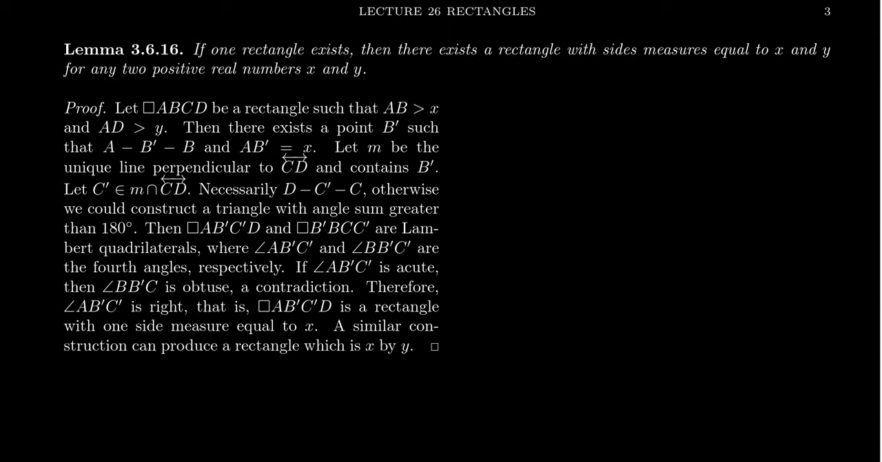All right, let's actually improve the previous lemma this time around. And so again, under the assumption that if a rectangle exists, we can actually construct a rectangle with specific sizes x and y. x and y are going to be two positive real numbers in this context. Previously, we had shown that the rectangle can be arbitrarily large, but actually this time we can get a rectangle of any size that we want. So how's that going to work? Well, using the previous lemma, we have a rectangle ABCD.